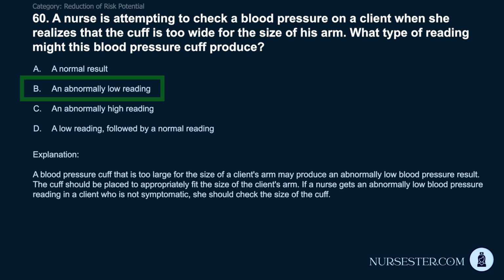A blood pressure cuff that is too large for the size of a client's arm may produce an abnormally low blood pressure result. The cuff should be placed to appropriately fit the size of the client's arm. If a nurse gets an abnormally low blood pressure reading in a client who is not symptomatic, she should check the size of the cuff.